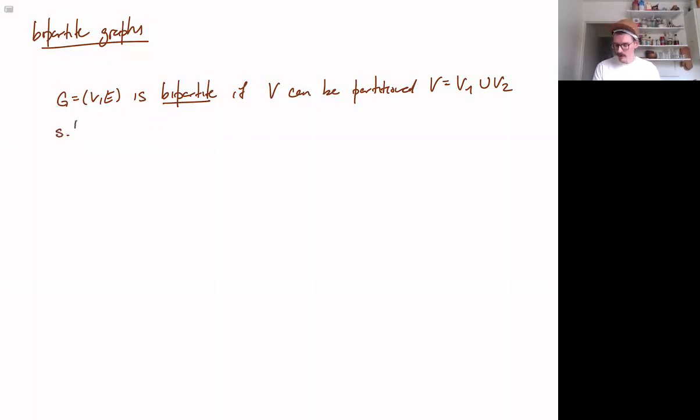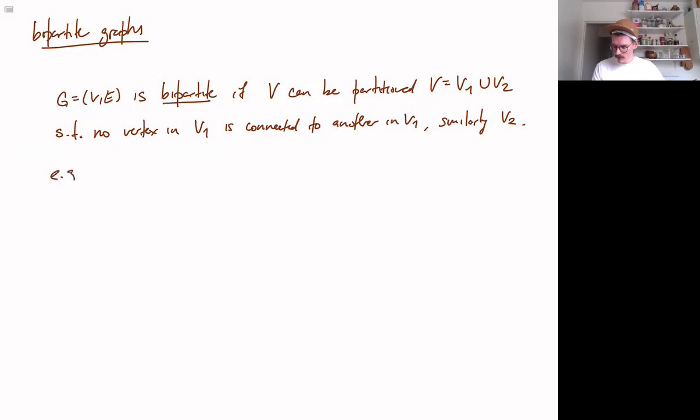So let me write that down. So no vertex in V1 is connected to another vertex in V1, and similarly for V2. So what does this mean? Let's just draw some pictures and it should be much more clear.